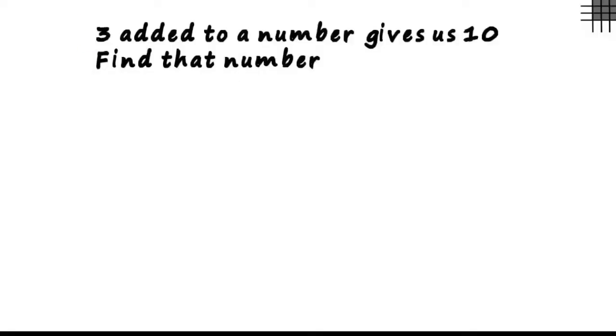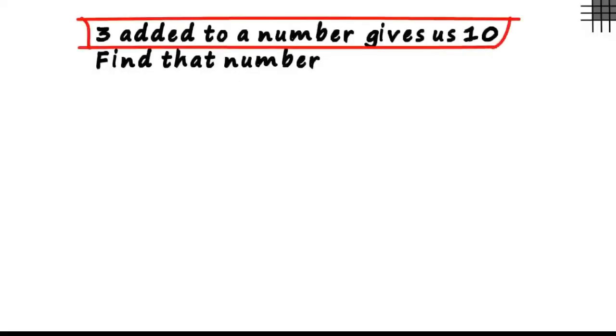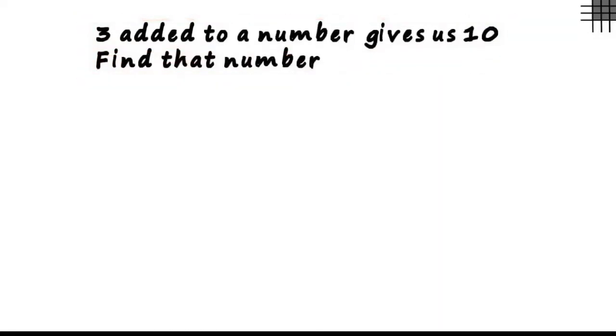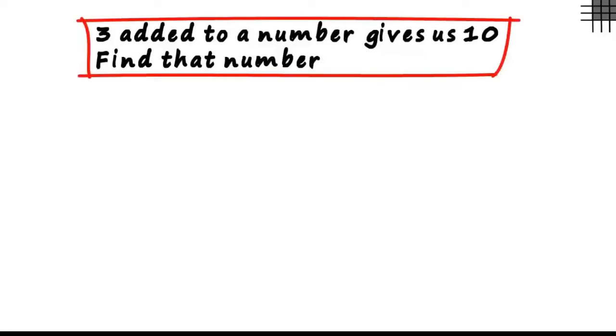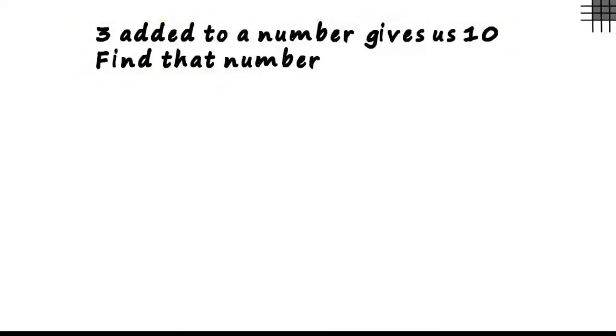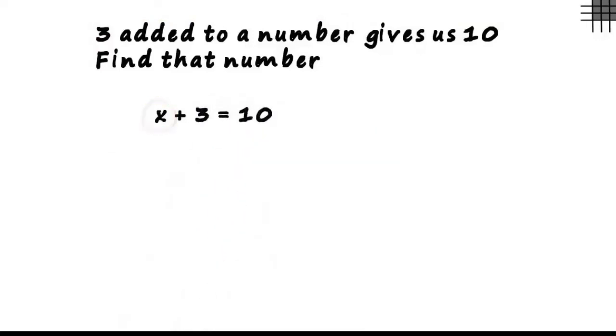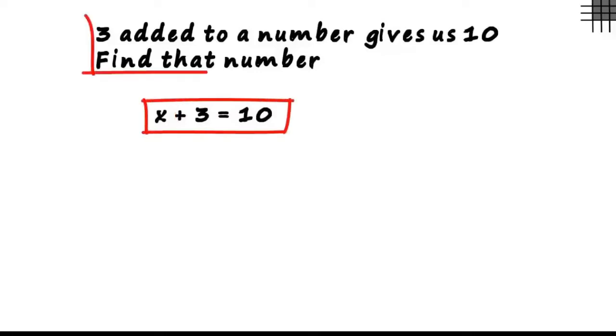Consider this problem. 3 added to a number gives us 10. Find that number. We know it's 7, but that's not the reason why I asked you this question. I want to know how we can represent this problem in a simpler way. We can probably say x plus 3 equals 10. Find x. 3 is added to a number to get 10. We just assign a variable to that number. This is called an equation, and it helps us write large problems like these in a shorter way.